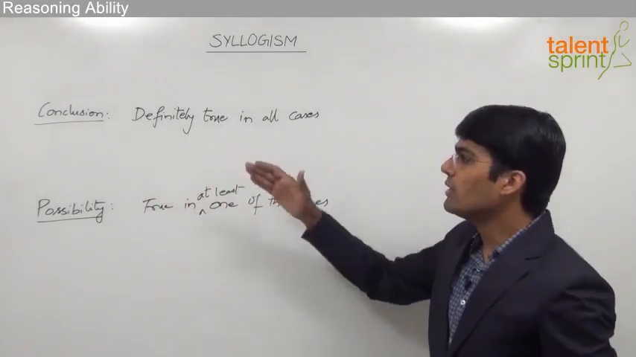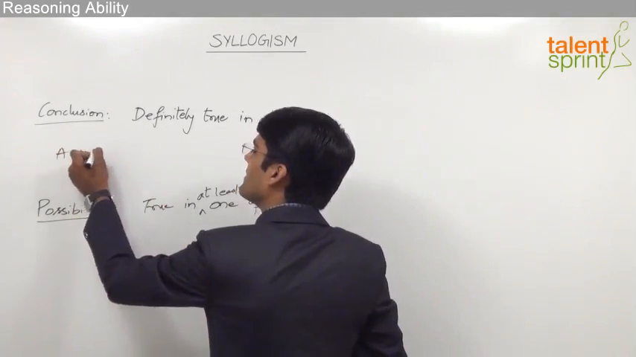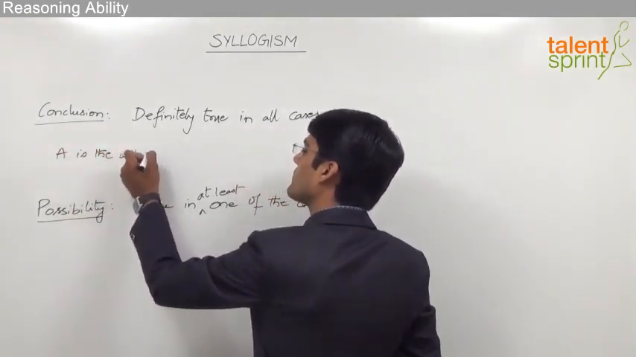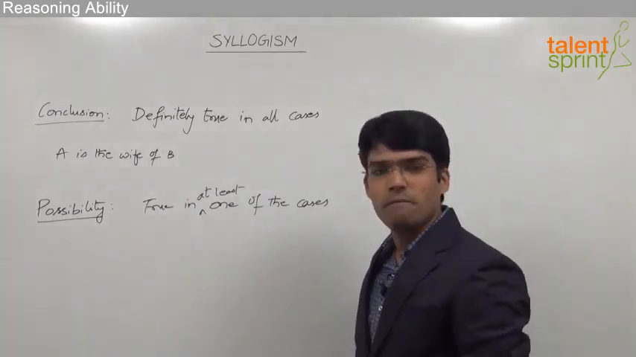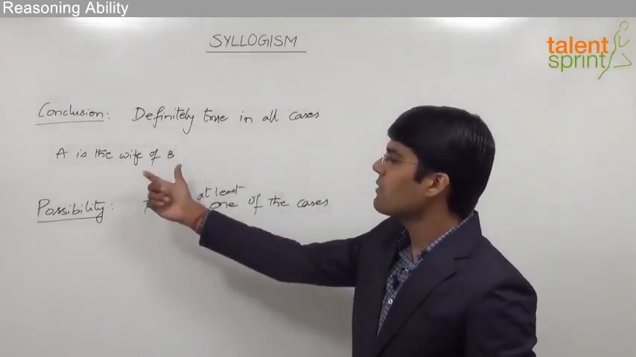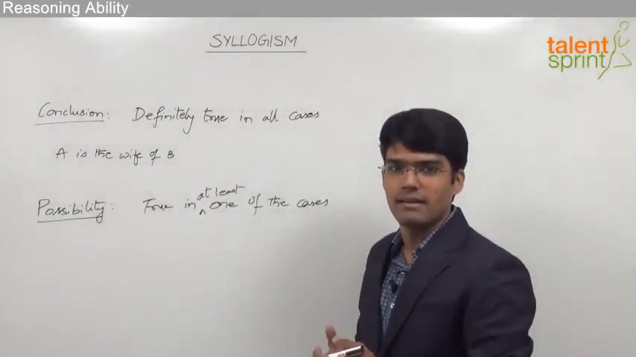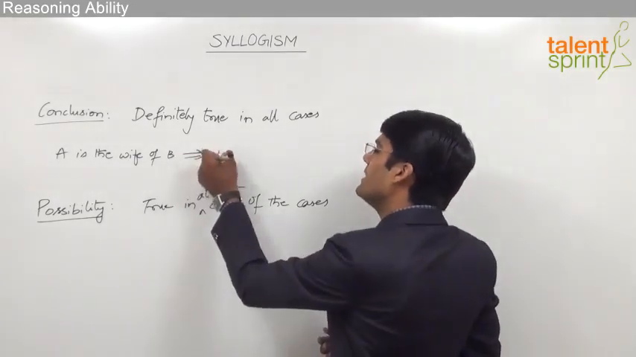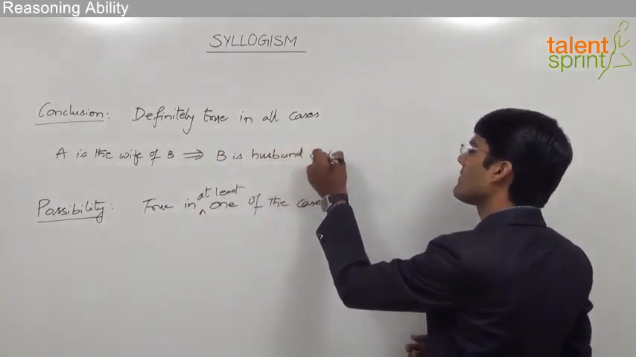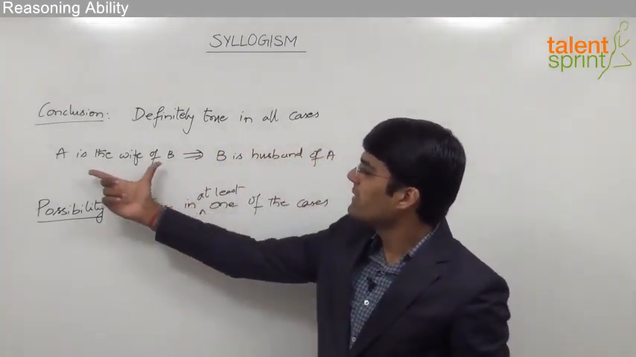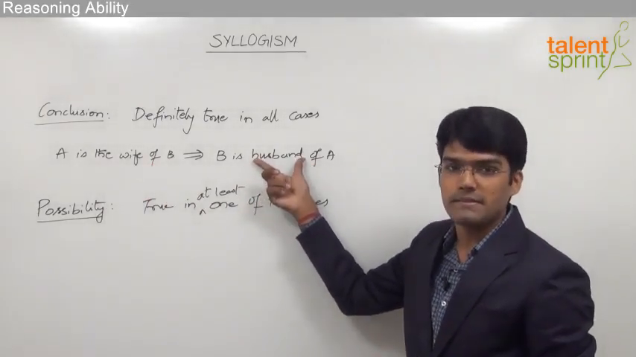Let us take an example to understand this. Let us assume the given statement is A is the wife of B. Now when the statement is A is the wife of B, the definite conclusion which we can make out of it is B is the husband of A. Why? Because when A is a wife, B has to be the husband, right? So we can say that B is the husband of A. Now here you can see that for the given statement, this is a conclusion. Why? Because this is definitely true in any case.